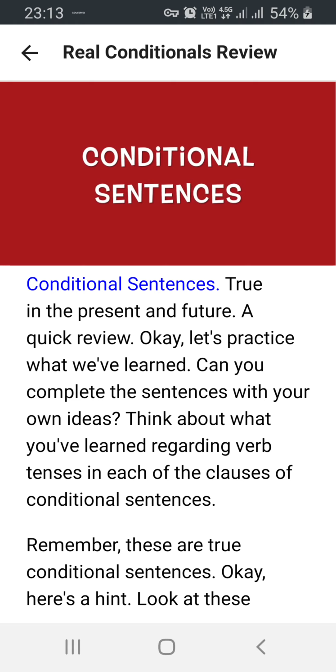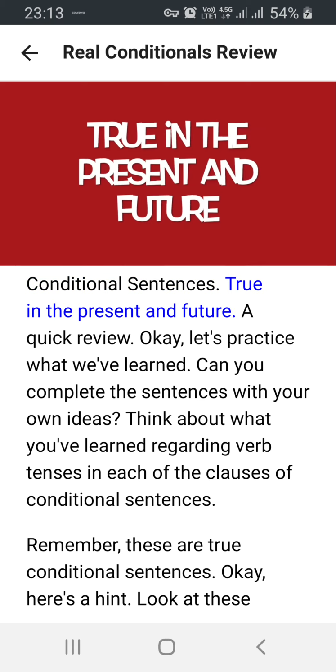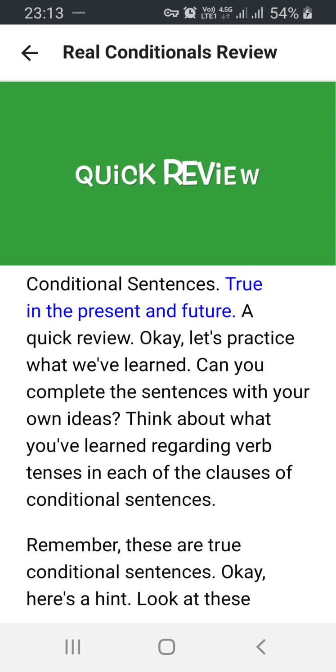Conditional sentences. True in the present and future. A quick review.